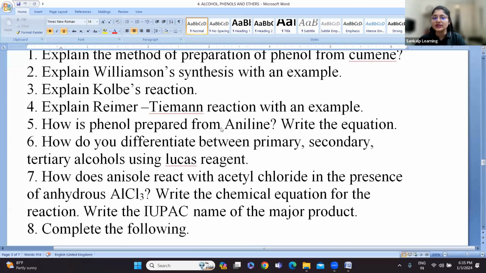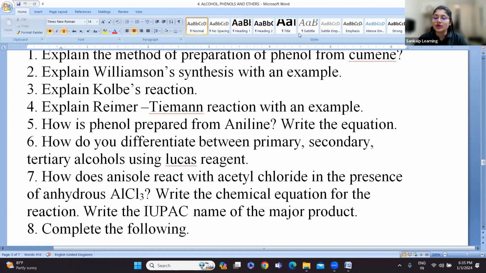Then what is the Reimer-Tiemann reaction? In the Reimer-Tiemann reaction, what is the product obtained? It is salicylaldehyde. We are preparing salicylaldehyde. So what are we doing in the Reimer-Tiemann reaction? We are taking phenol and treating it with chloroform and sodium hydroxide.